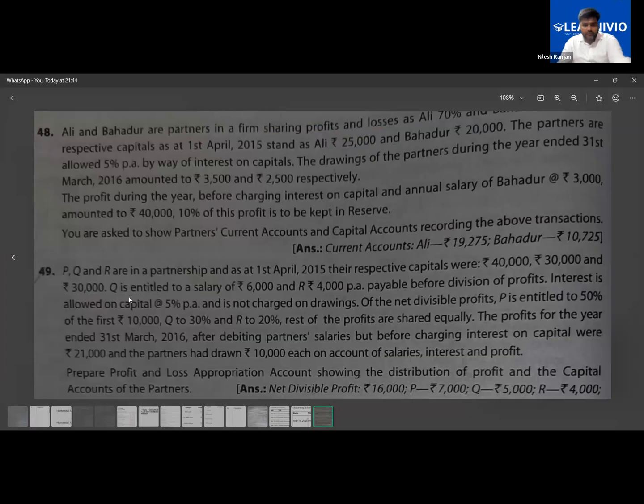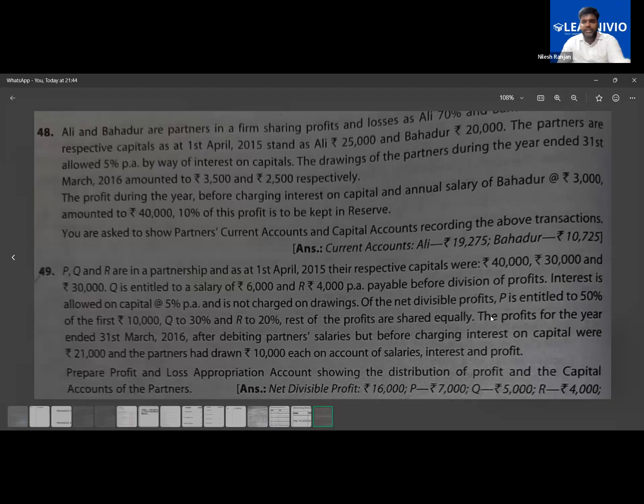P, Q, and R in a partnership, and as at first question number 49, I'm talking about, their respective capital were 40,000, 30,000, and 30,000. Q is entitled to a salary of 6,000 and R 4,000 per annum. Payable before division of profit. Interest is allowed on capital at the rate 5% per annum and is not charged on drawings. Yes, obviously we are not charging interest on capital on drawings.